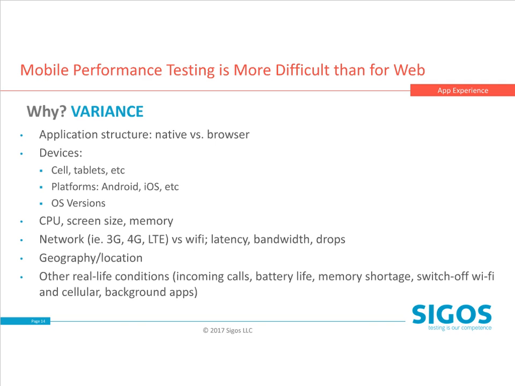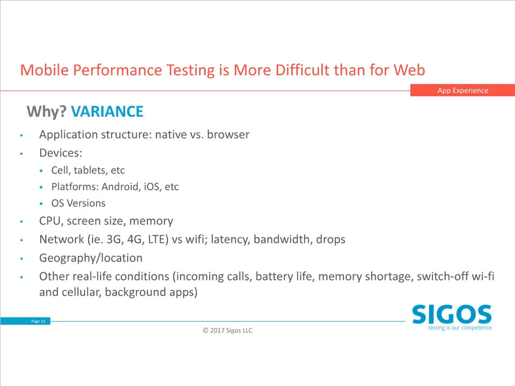In fact, iOS users tend to update very quickly. Android, I believe the most popular Android version right now is still either 4.4 or 5.0, even though 7.0 was just released. So there's a lot of different variations. There's different CPUs, different screen size and memory, different networks: 4G, 3G, LTE, Wi-Fi. You have latency and bandwidth. You have drops. You've got all sorts of different things to worry about versus desktop web.